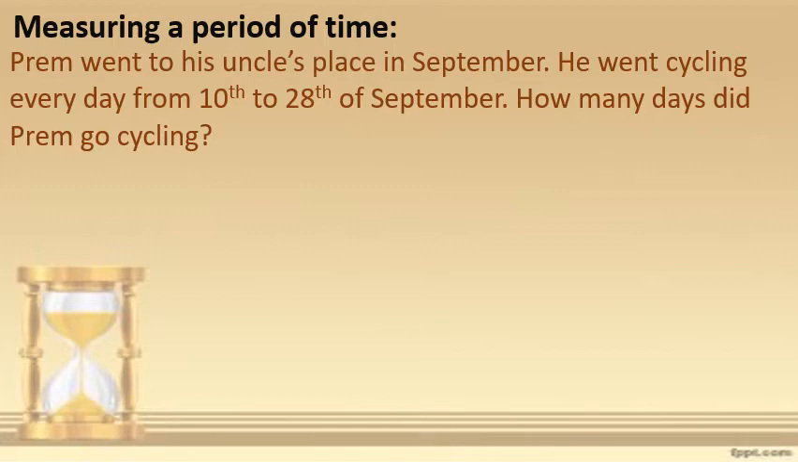Prem went to his uncle's place in September. He went cycling every day from 10th to 28th of September. How many days did Prem go cycling? Here one boy is there. His name is Prem. He went to his uncle's place in September. We don't know when he went. But he did the cycling from when? He started from 10th and up to 28th of September he did cycling. Now we have to find out how many days did Prem go cycling.